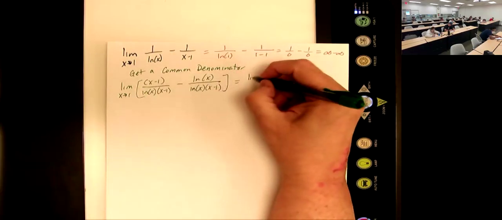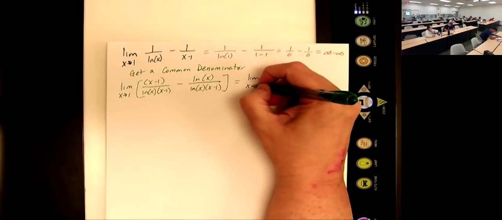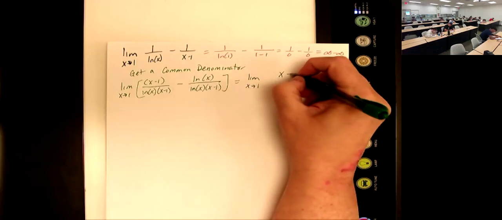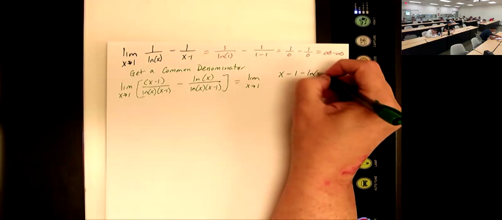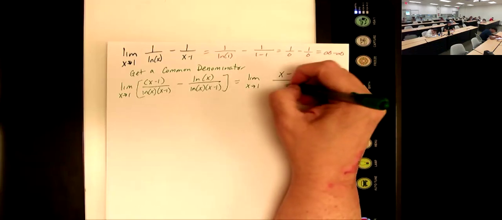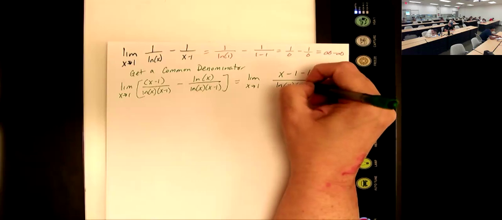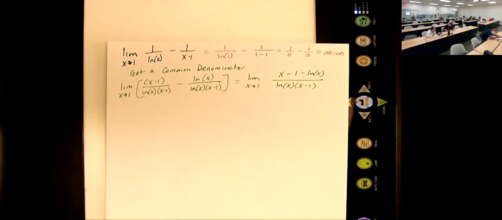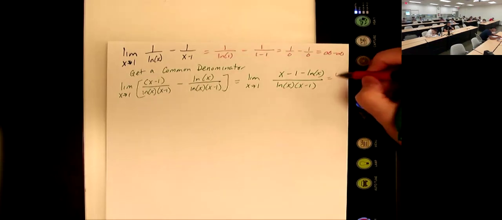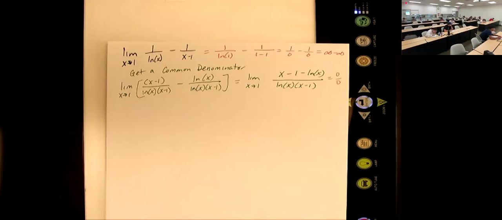So we put them together. We get x minus 1 minus natural log of x over natural log of x times x minus 1. If you evaluate here, you get 0 over 0, so this is still L'Hopital.